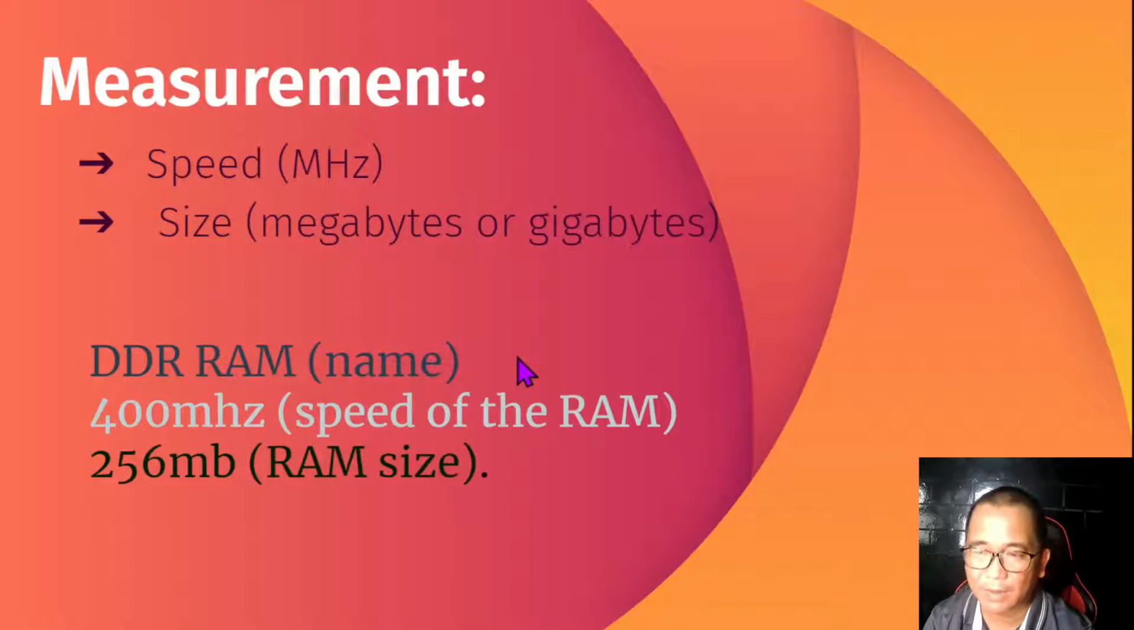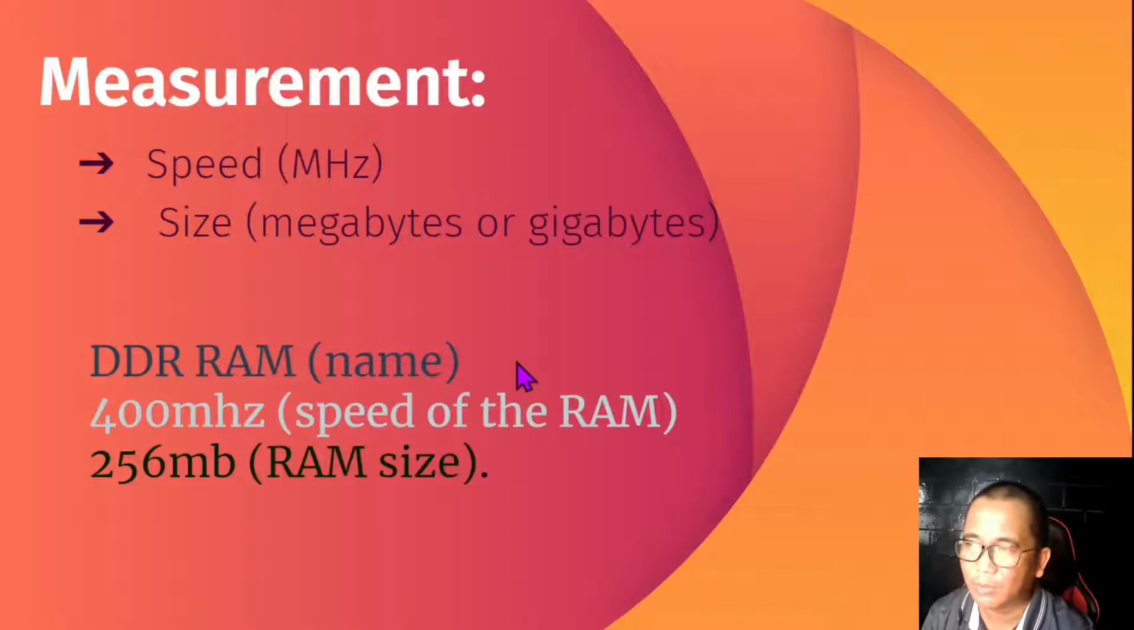Ayun. So, halimbawa, DDR4. So 1200 MHz or 1600 MHz or 2400 MHz or 3600 MHz, 3200 MHz. Tapos, ang size niya ay 8 GB. Yan. So, usually, the most common RAM sizes are 16 MB, 32 MB, 64 MB, 128, 256, 512, 1 GB, 2 GB, or hanggang pataas ng pataas.